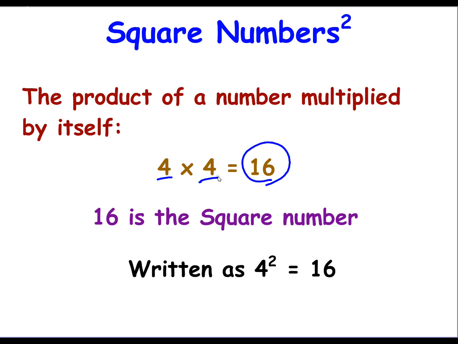Now in mathematics, rather than writing it out in longhand, 4 times 4, we can actually write it like this, 4 squared, where this little 2 is called the index. So 4 squared equals 16. So 16 is our square number, 4 is the number being squared.